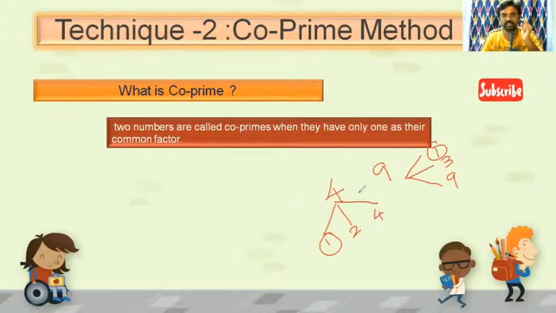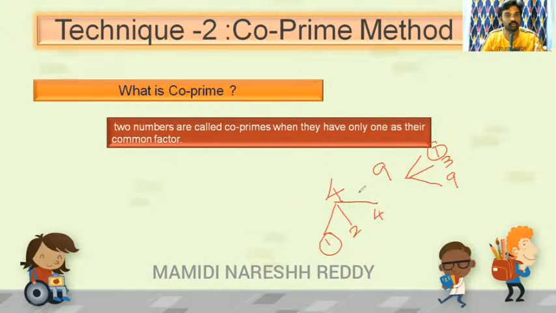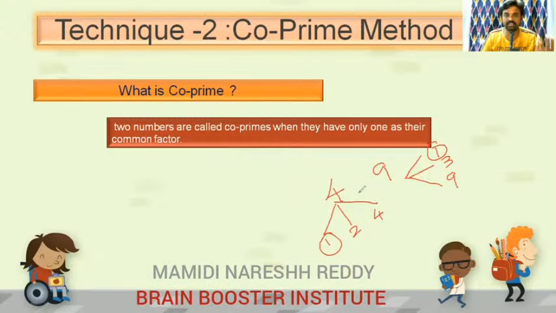I think you have got an idea about co-primes now. Like that, we can take 3 comma 4. Every two consecutive numbers are co-primes only. Why? Because they have no common factor except 1. Now, in the given problem, if there is a need to find the LCM of co-primes, what would be the technique? Let's see now.